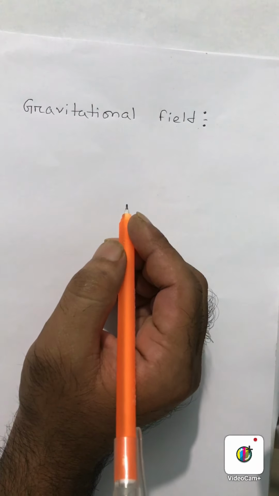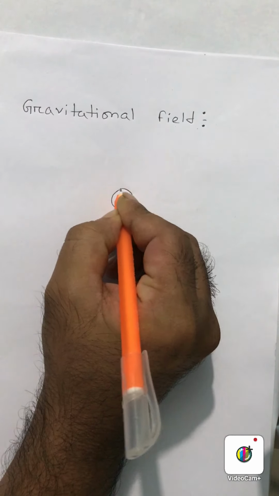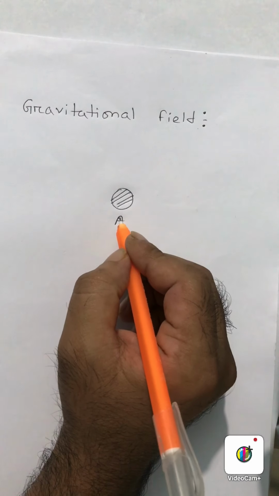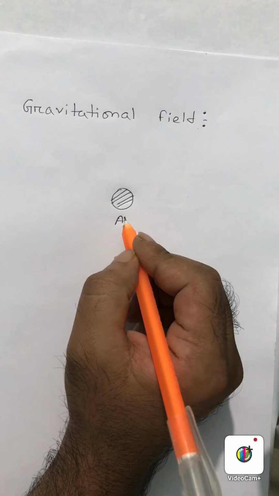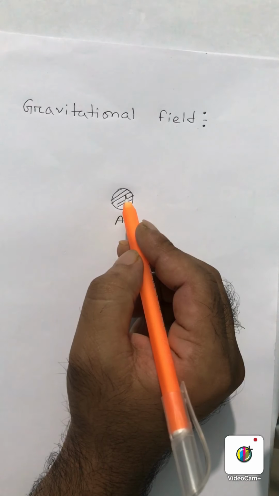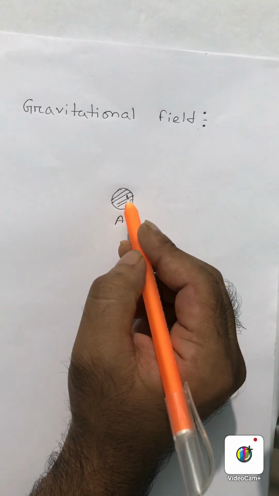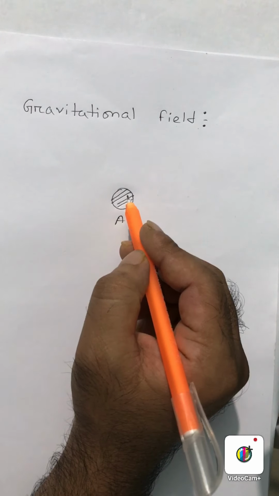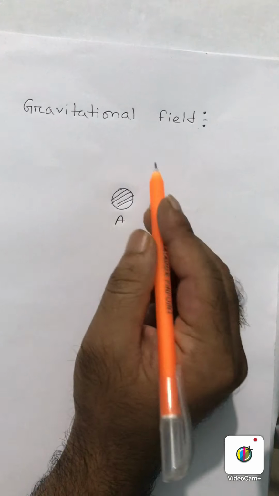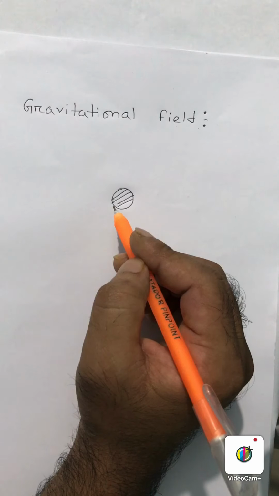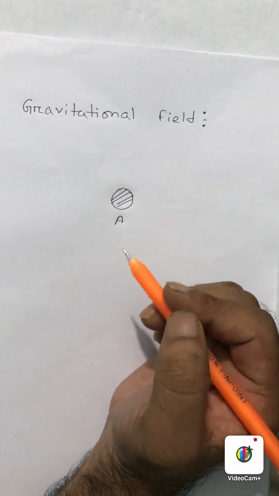If an object is placed at a point, this object is placed at the point A. Now, what is a gravitational field? It is the space around an object in which its gravitational attraction is felt, that is, if any other body is kept inside this region, the gravitational attraction force is felt by the other object.